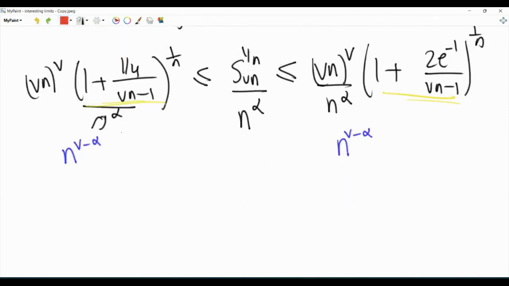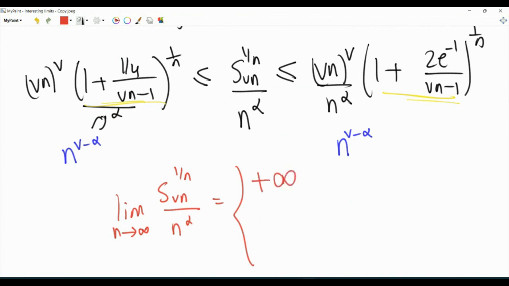And from here, we can write down the result of our limit n tends to infinity, Svn to the power 1 over n, over n to the alpha. This is, if alpha is less than v, then the lower bound will explode to infinity as n goes to infinity. And so the limit will be plus infinity. So plus infinity if alpha is less than v.